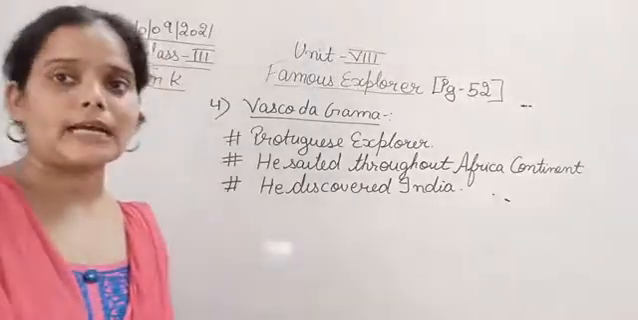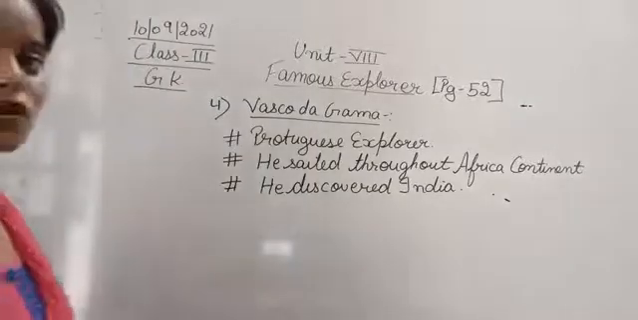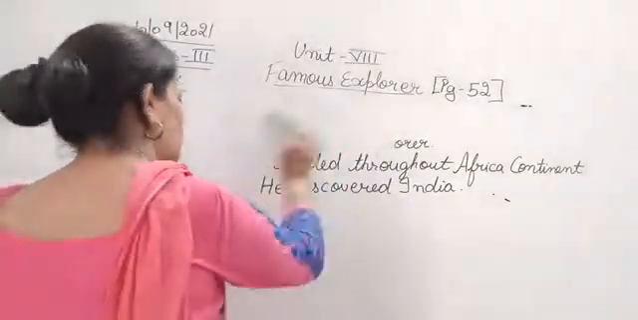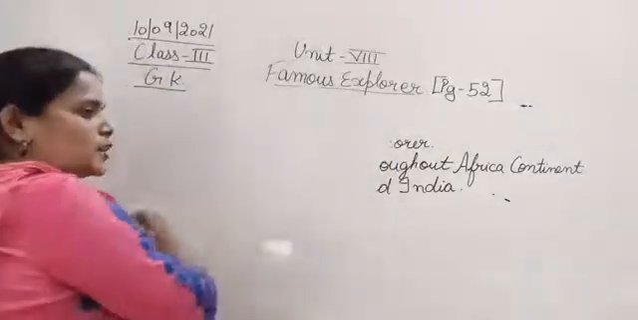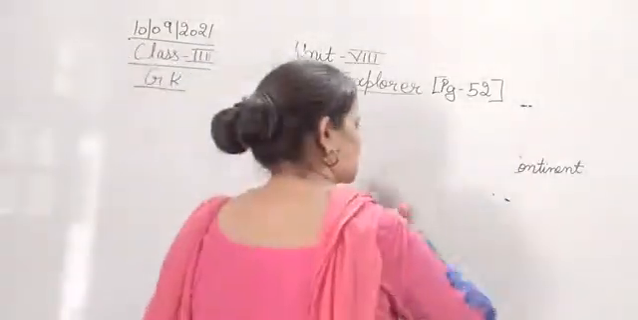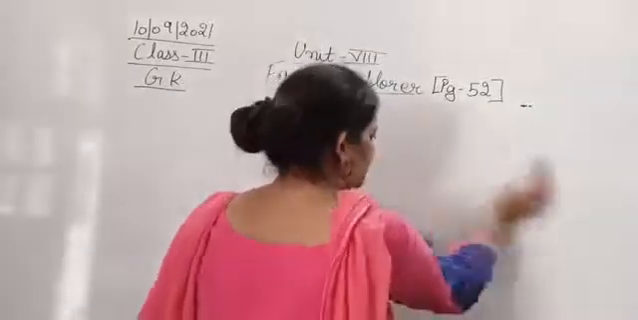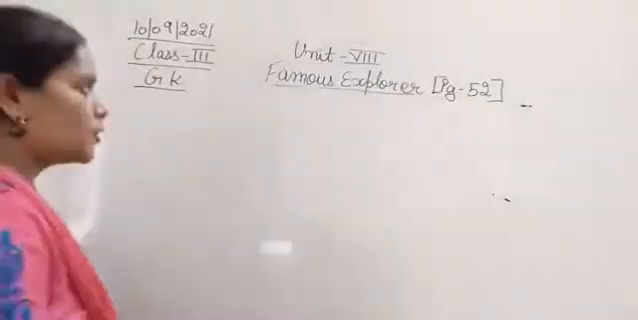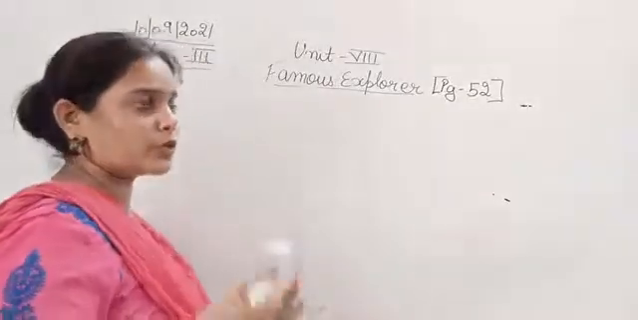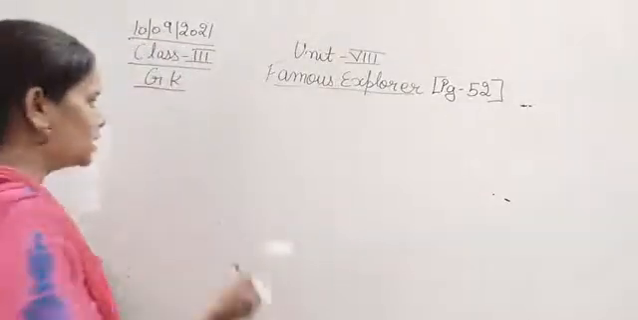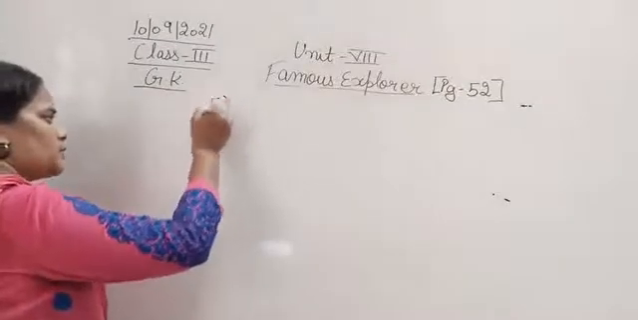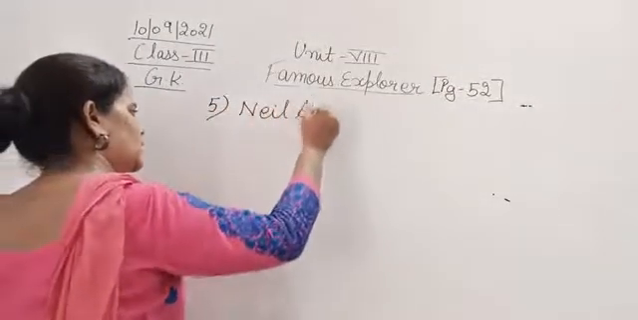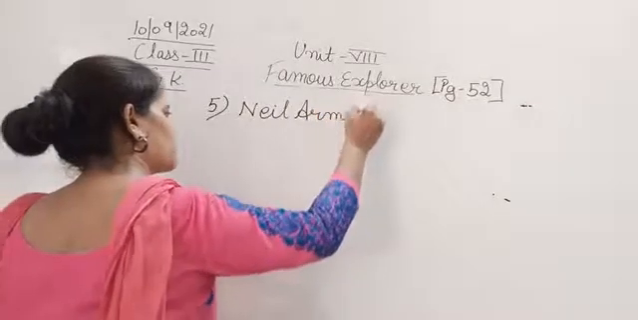Next, Neil Armstrong. The next person we'll talk about is Neil Armstrong. So look, Neil Armstrong is not an explorer. He is one of the persons who stepped on the moon for the first time. But he is a kind of explorer. He did not explore any country. Because first of all, the fifth person we'll talk about is Neil Armstrong.